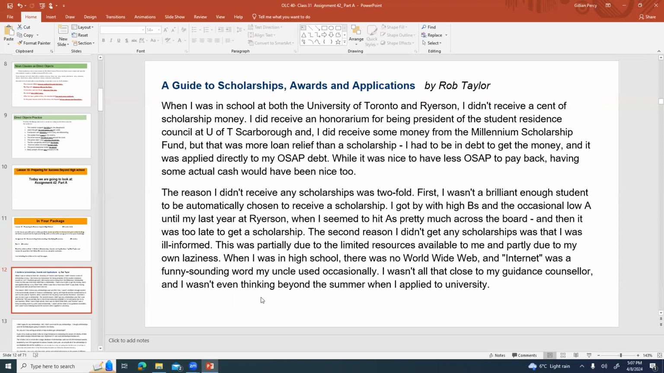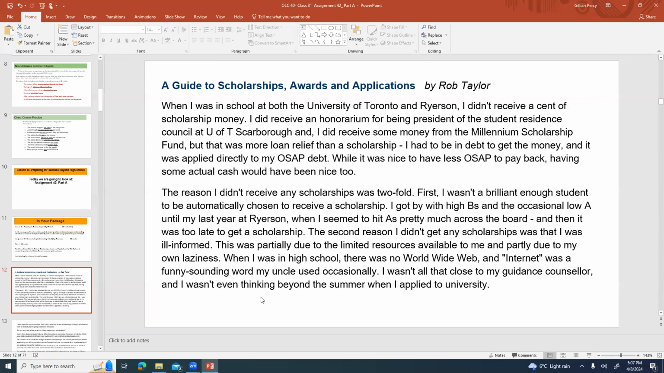When I was in school at both the University of Toronto and Ryerson, I didn't receive a cent of scholarship money. I did receive an honorarium for being president of the Student Residence Council at U of T Scarborough, and I did receive some money from the Millennium Scholarship Fund, but that was more loan relief than a scholarship. I had to be in debt to get the money, and it was applied directly to my OSAP debt. While it was nice to have less OSAP to pay back, having some actual cash would have been nice too.